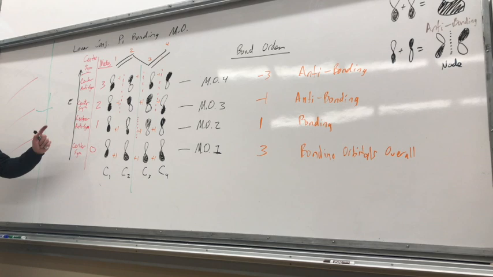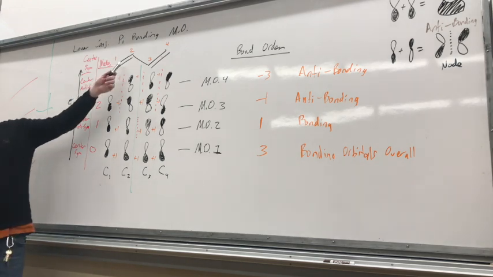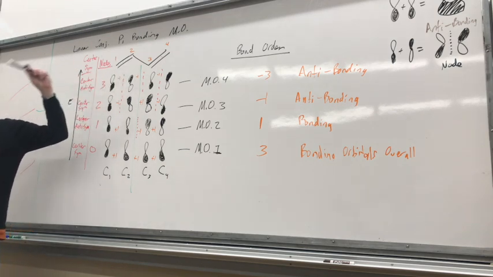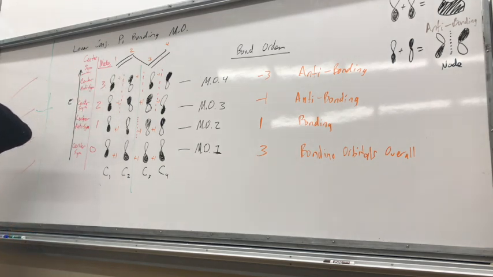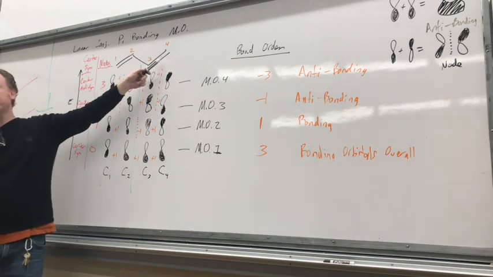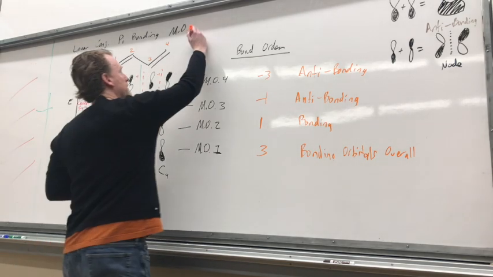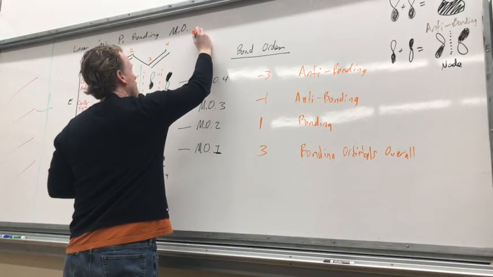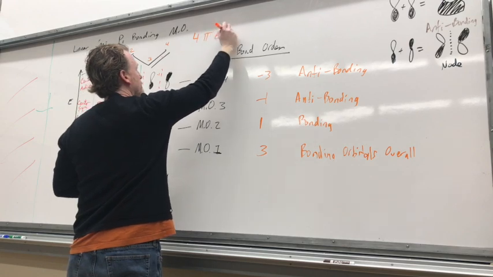No problem. And now, for this one, how many pi electrons do we have? So how many electrons are in the pi bonding between carbon 1 and 2? In the isolated, two electrons there, and how many here? Two. So we have how many pi electrons? Four. Four pi electrons.